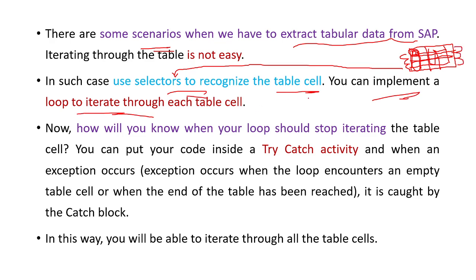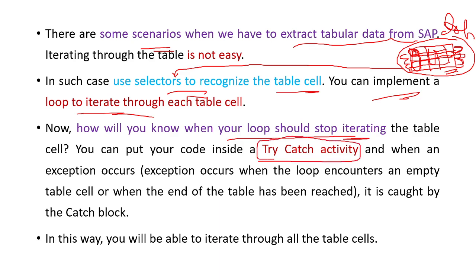So how is it usually done? You create a loop, and inside the loop you say it has to fetch one row at a time. And obviously when it reaches the end, the looping process should be stopped, right? So how does the RPA developer usually do that? That's what the author is telling here: you have to use the try catch activity. This is exception handling. I will come to this in depth in the coming classes.